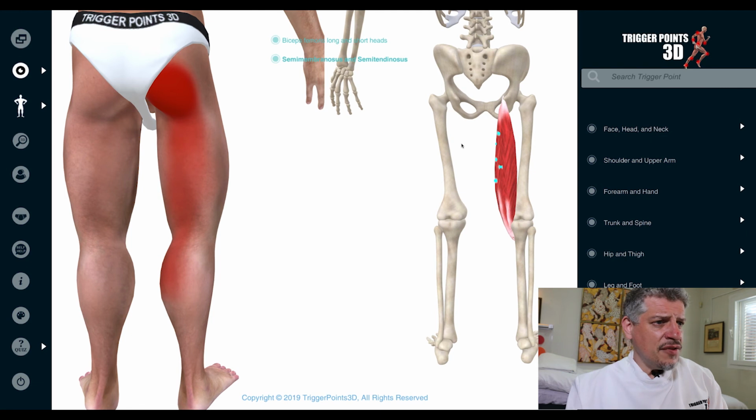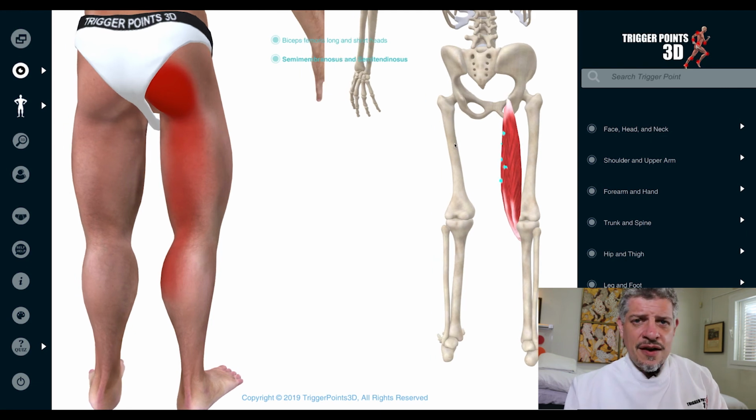So that's the hamstring muscle trigger point of the week. Biceps femoris, semimembranosus, semitendinosus.